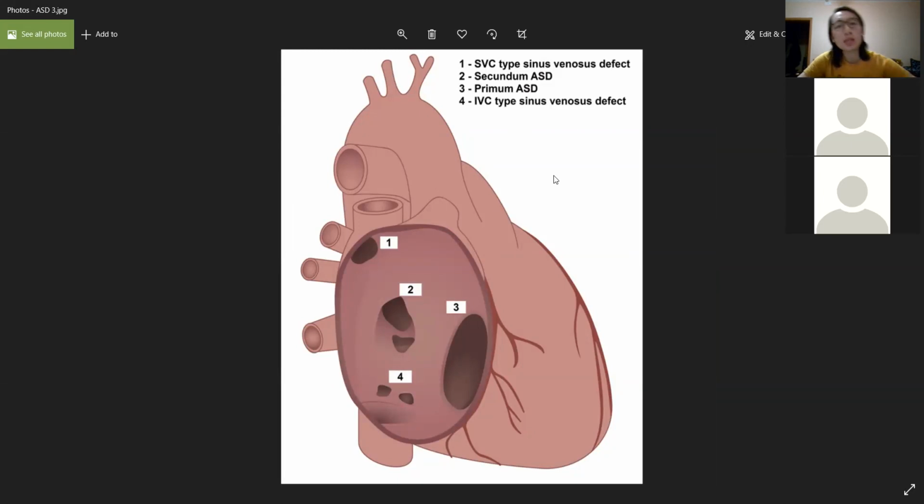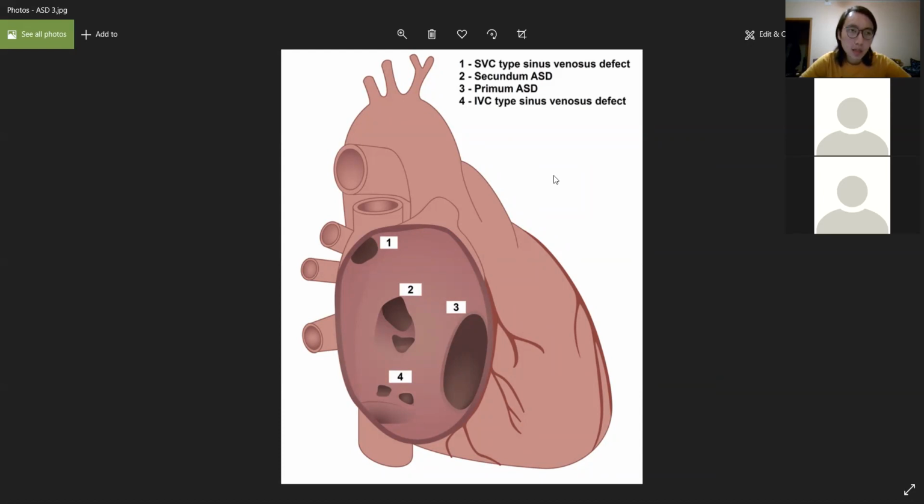All right, so this is viewed laterally as well, just like yesterday, laterally on the right side of the heart. It's not from an anterior view, not from the posterior or the left lateral, it's from the right lateral view. All right, so here are the main types of ASD.